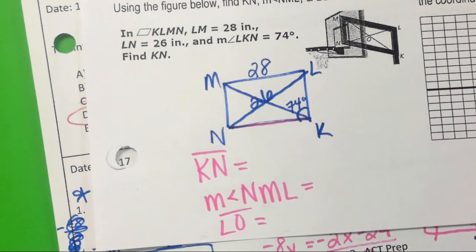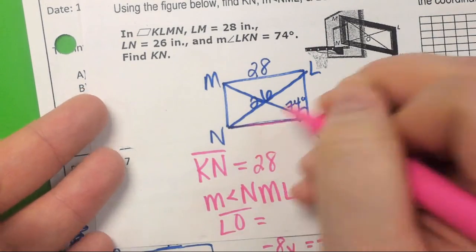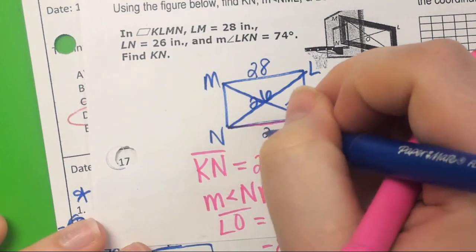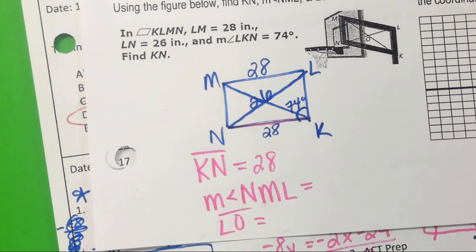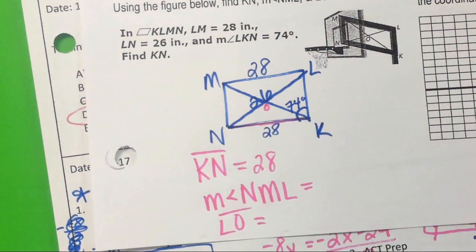How long is KN? It is 28 because it's opposite of ML and they are the same length. KN is 28. Thank you, Sarah. Okay, and then let's go ahead and do the diagonal. I need to know the length of, and I should have labeled O in the middle there. I need to know the length of LO.